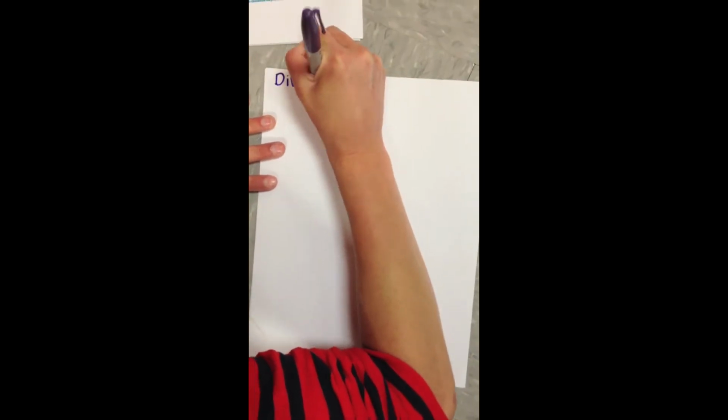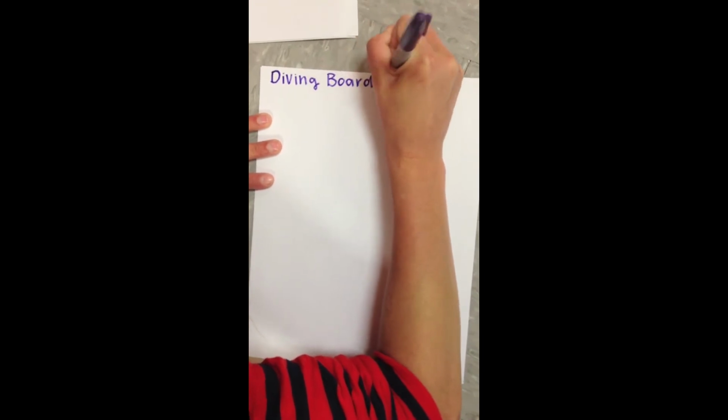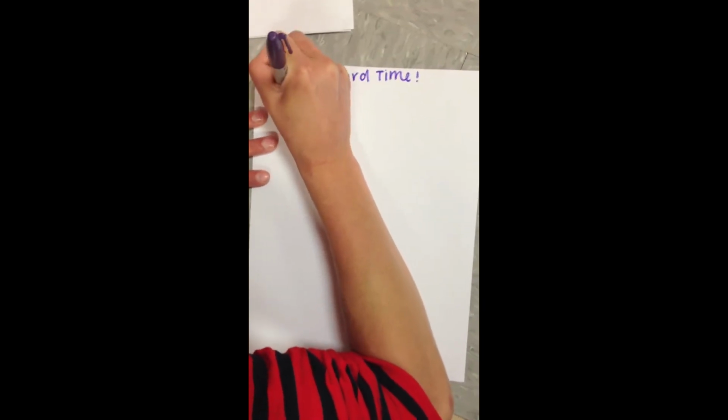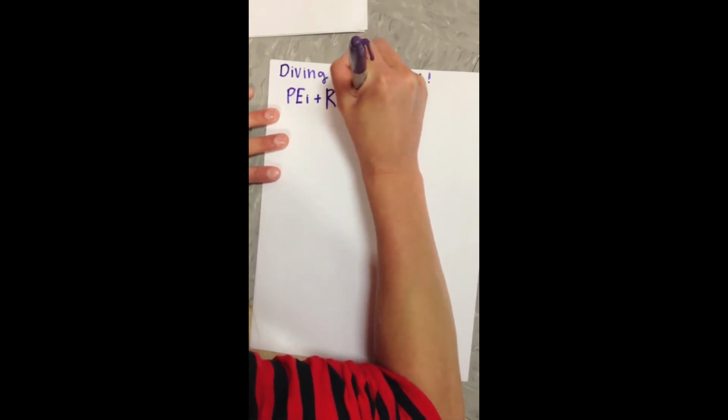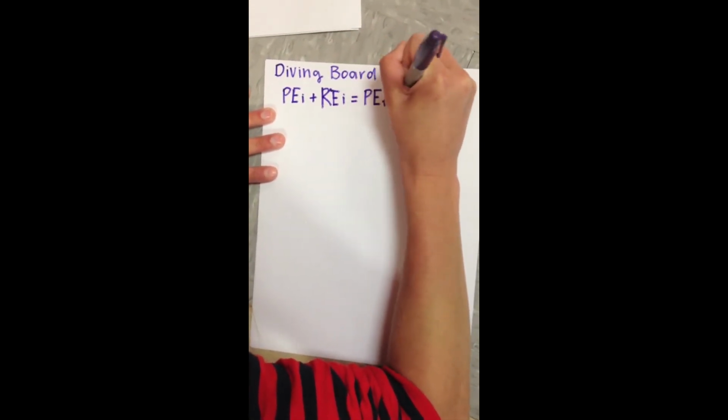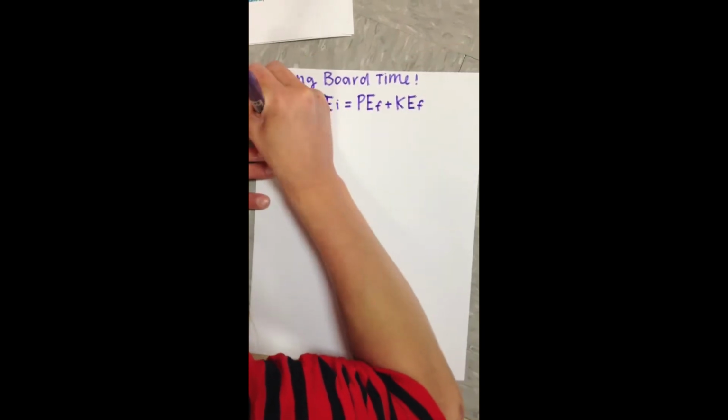This time we'll be using the law of conservation of energy to find the height of a jump on the diving board. The kinetic energy final again will equal 0 because of the same reason as before, that there's only potential energy at the top of a jump. Potential energy initial, however, will equal something a little different.